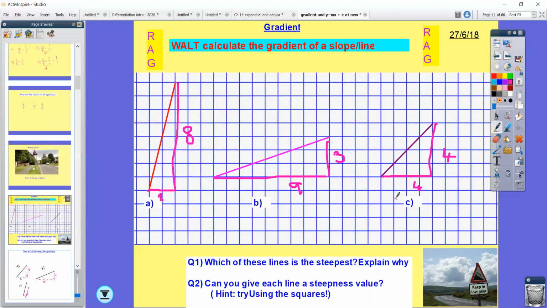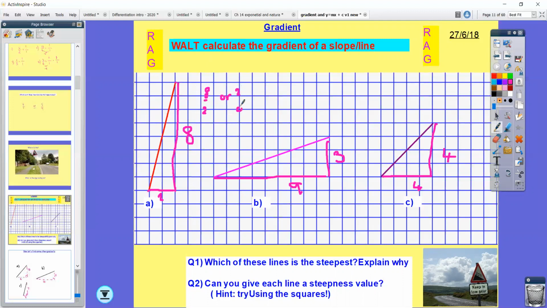So, how can we get a steepness value for this? If you're using these, there are 2 options. You can either do vertical divided by horizontal, or horizontal divided by vertical. If you think about it, that comparison between how far we climb or decline for every unit we travel horizontally is what tells us the steepness. So we could have 8 over 2 or 2 over 8.